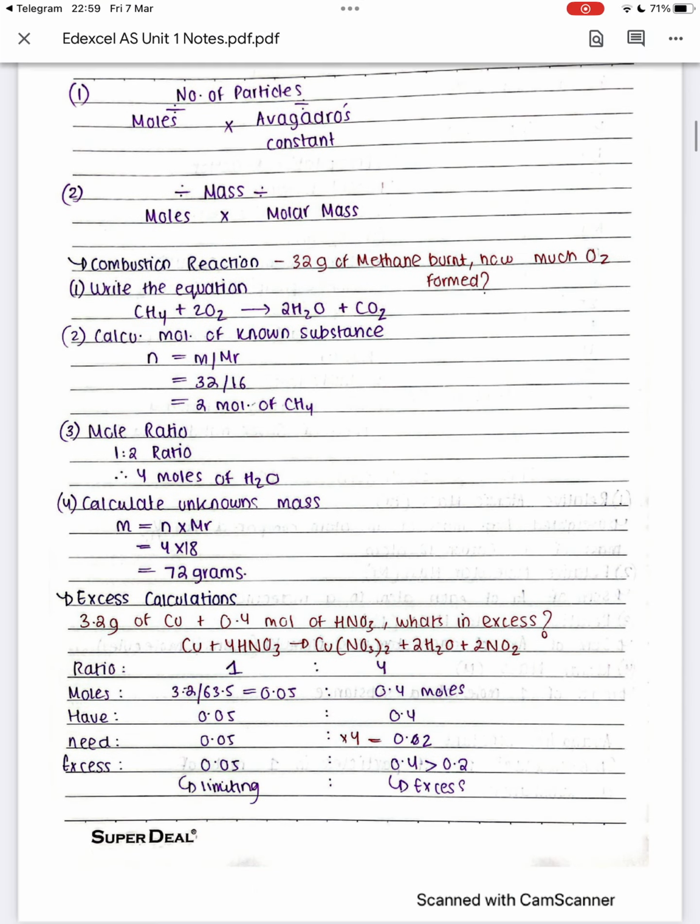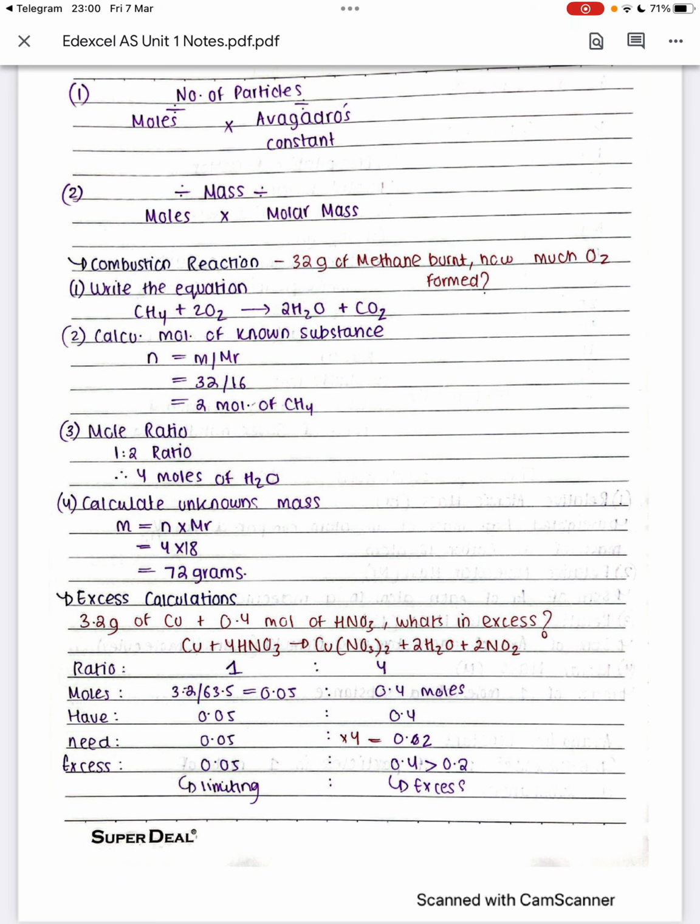Number of particles equals moles times Avogadro's constant. Moles equals number of particles divided by Avogadro's constant. Mass equals moles times molar mass. Moles equals mass divided by molar mass. And it's like the triangle.